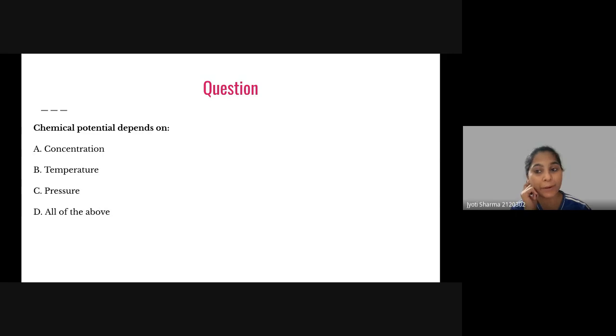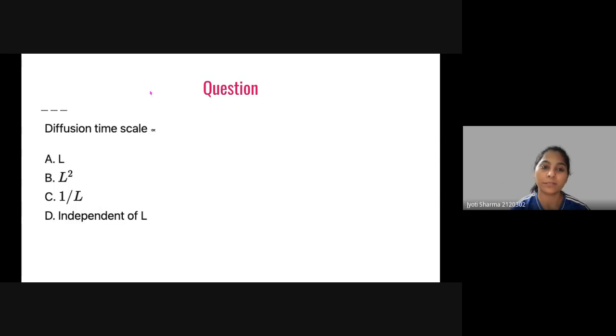Chemical potential depends on concentration, temperature, pressure: all of the above. Yeah, so D is the right answer, that your chemical potential is dependent on a lot of variables, and it is from the ideal gas equation, right? So the D one is the right answer.